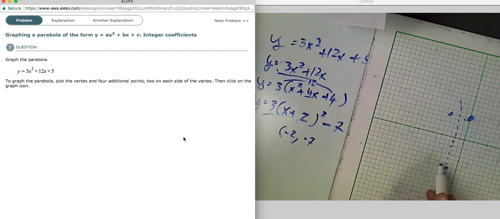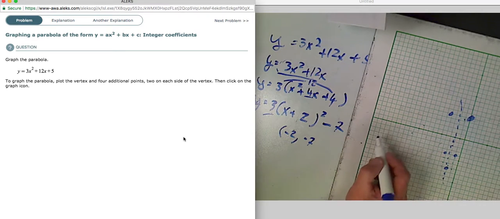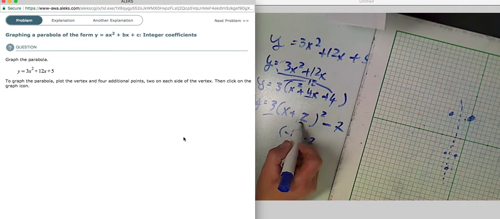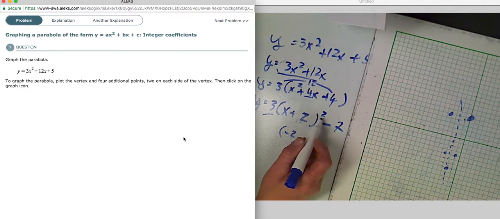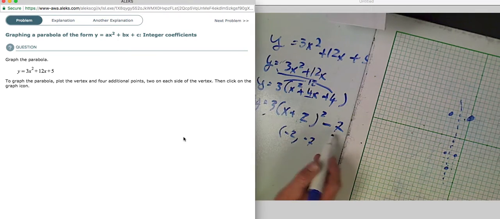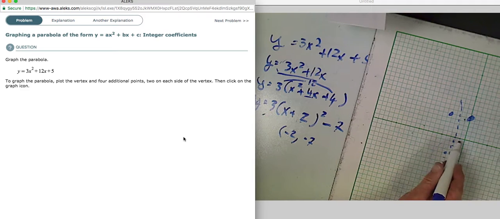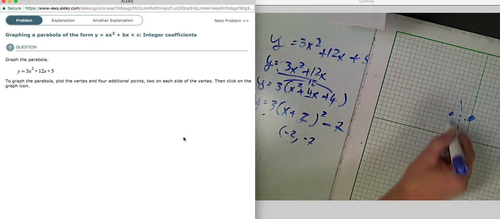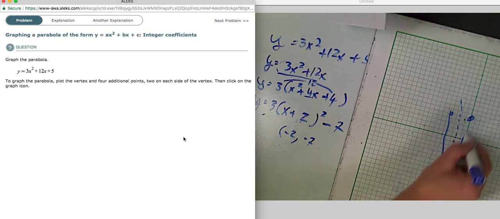Now I might want to fill in the picture here, and because my vertical stretch is 3, I know that from this point I can go over 1, up 1, 2, 3, over 1, up 1, 2, 3, right there. Or I could plug that in: negative 1 plus 2 is 1, squared is 1, times 3 is 3, minus 7 is negative 4, and that's that point right there. Then I can sketch my graph because now I have 5 points.